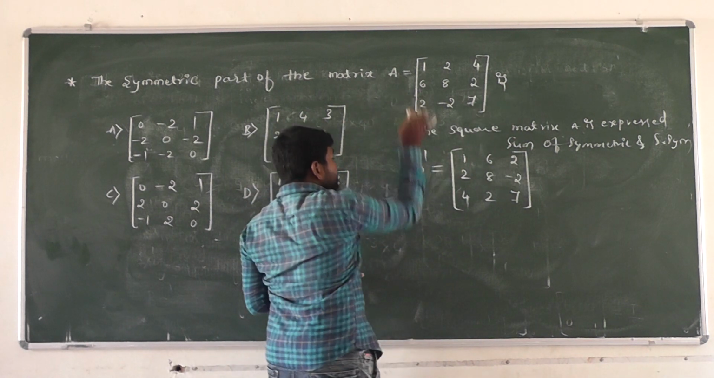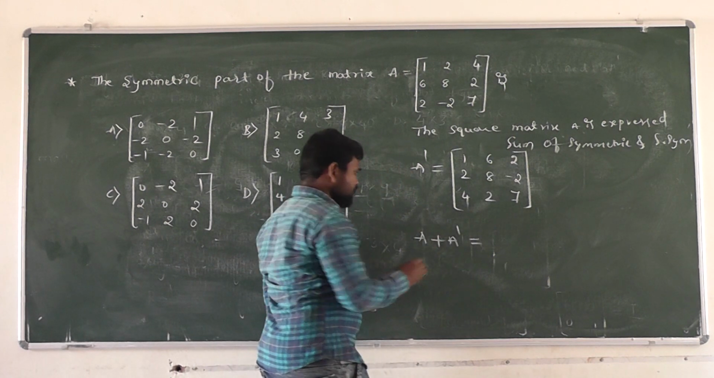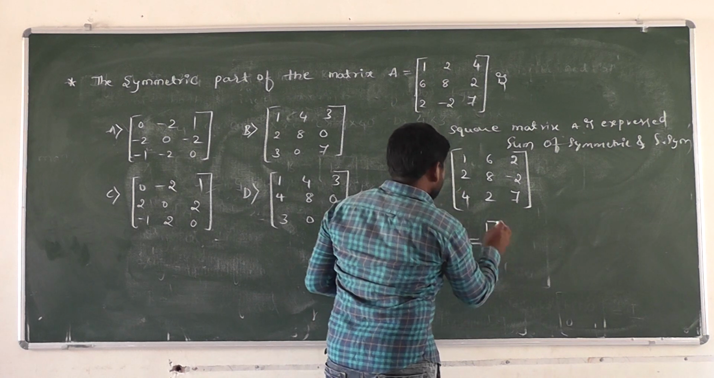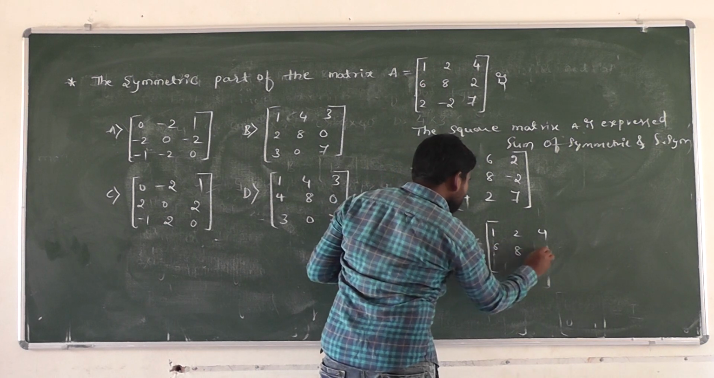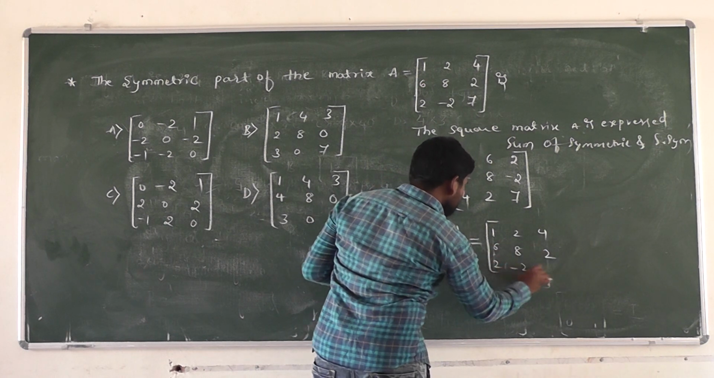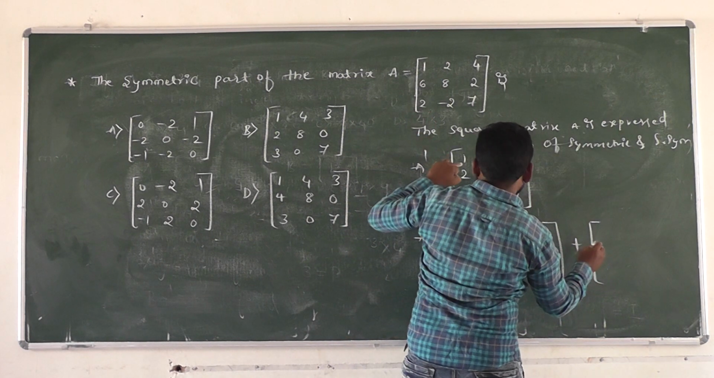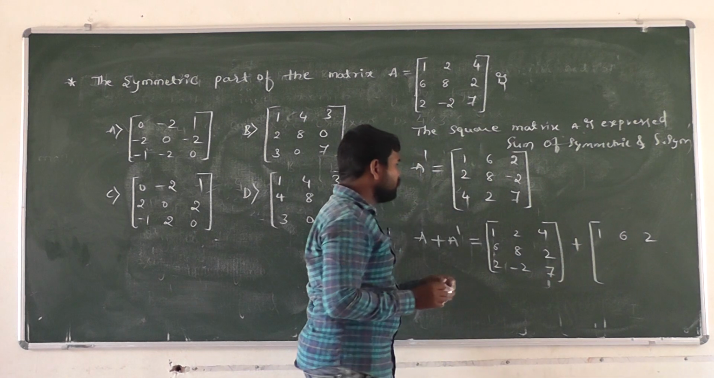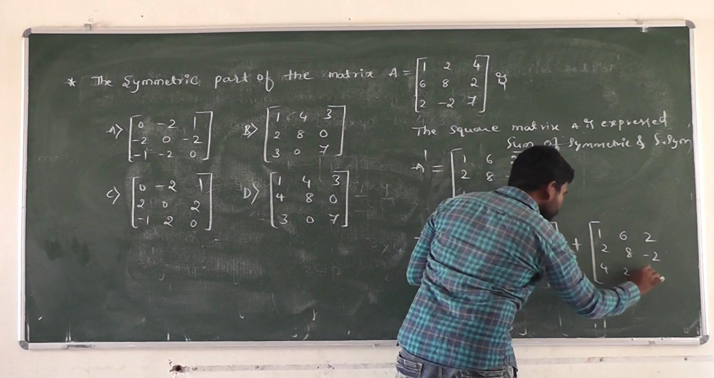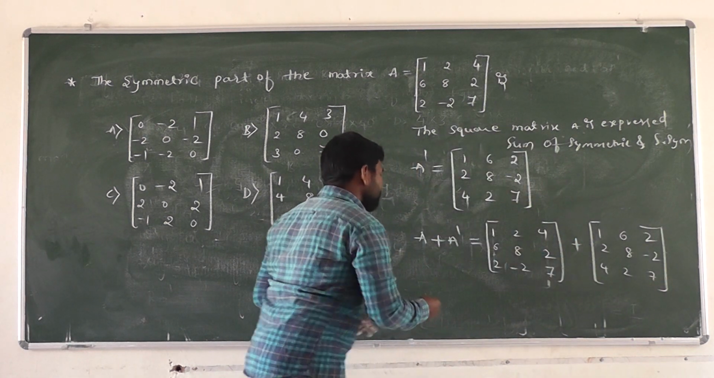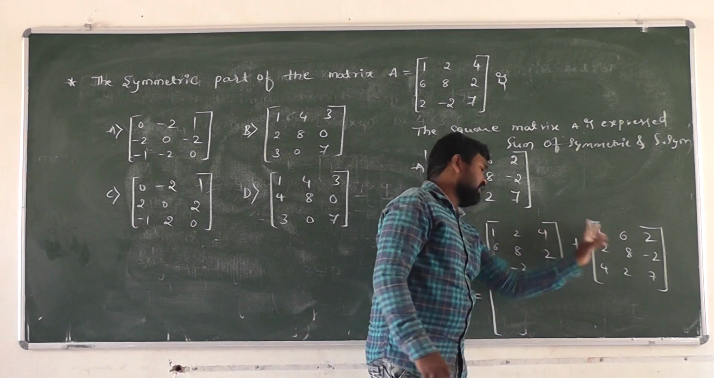Then we have to add A plus A transpose. What is A matrix here? 1, 2, 4, 6, 8, 2, 2, minus 2, 7, plus 1, 6, 2, 2, 8, minus 2, 4, 2, 7, right? Then how do we add the two matrices? We add the corresponding elements of the two matrices.